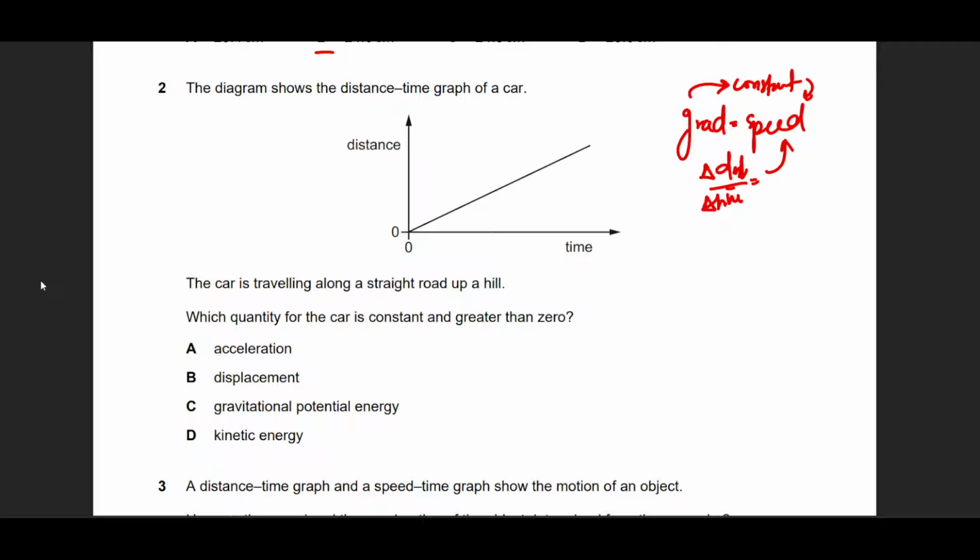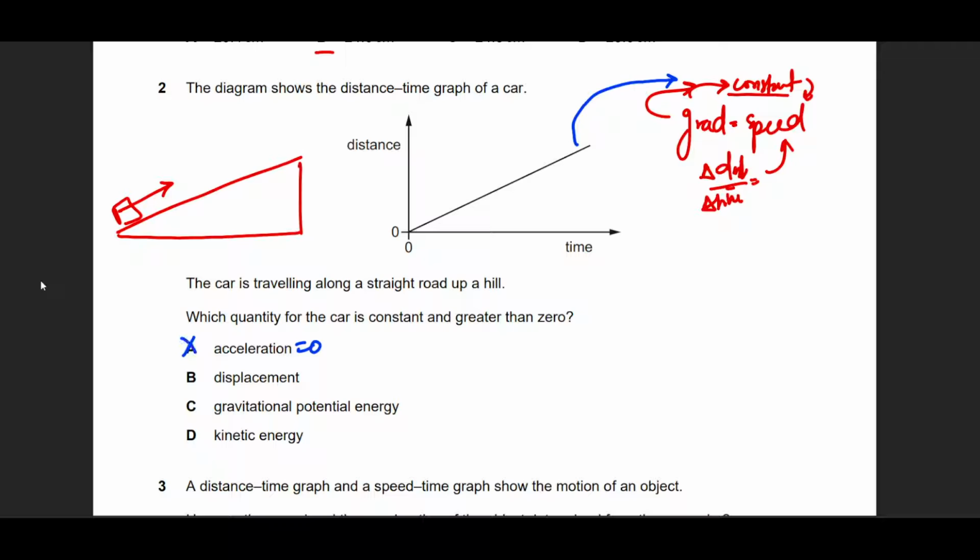The car is traveling along a straight road, up a hill. So for example, if this is a hill, the car is at this point, it's moving up the hill and is most likely moving at a constant speed. Okay. But then it asks, which quantity of the car is constant and greater than 0? So from the graph we have seen that the gradient is constant, which means the speed is constant, that means the acceleration is 0. He's asking us that it should be greater than 0. So the first option gets cancelled out.